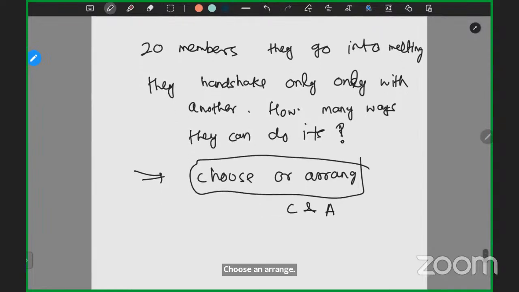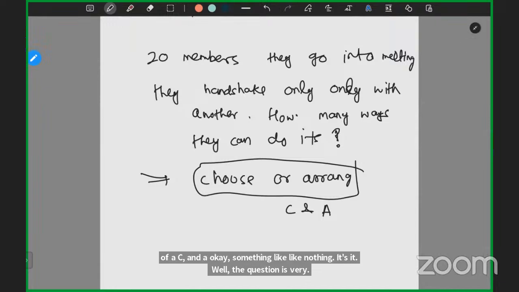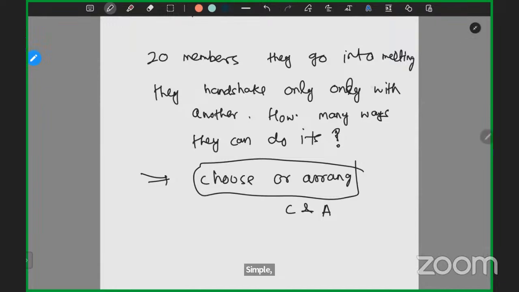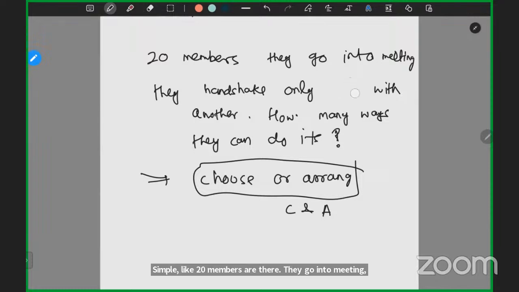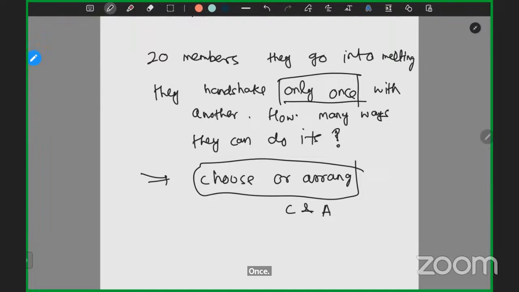The question is very simple. 20 members go into a meeting, and they do a handshake only once with one another. That is the only information I have. Of course, I'll meet somebody and shake hands with him, right? How many ways can they do it? That is a very simple question.